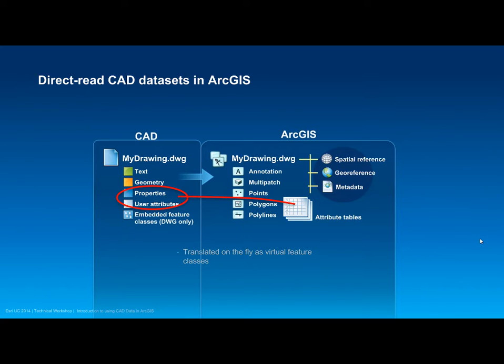So here's your drawing file over here with properties and user attributes, geometries, and the way it looks in ArcGIS is you've got these individual feature classes along with attribute tables. It's translated on the fly as these virtual feature classes. So it looks very different than how it looked in the AutoCAD world.